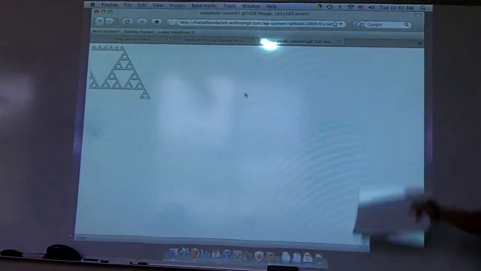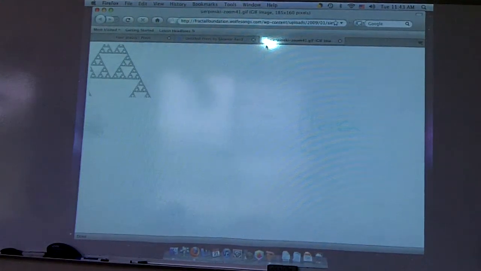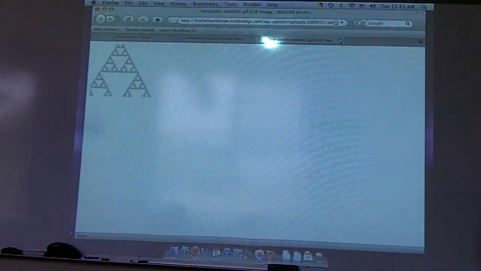It just keeps on zooming on forever, and it's the same image over and over and over again, just at smaller scales.